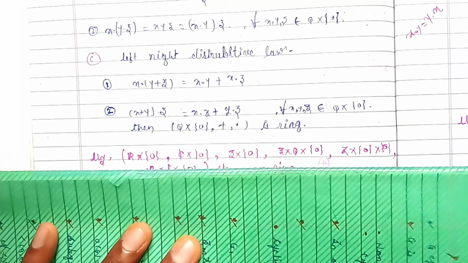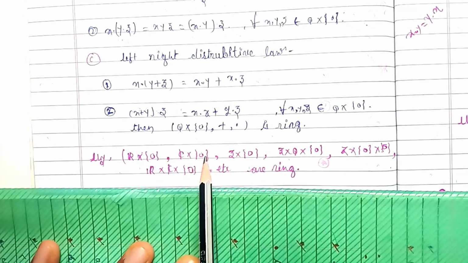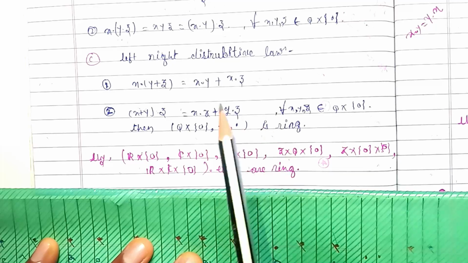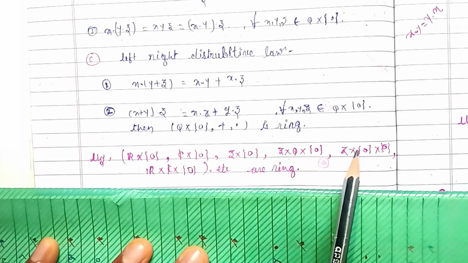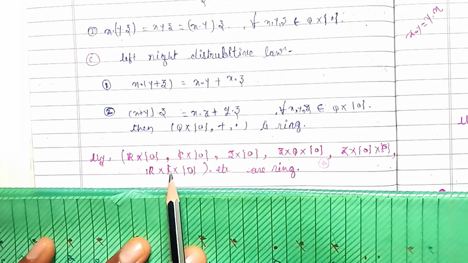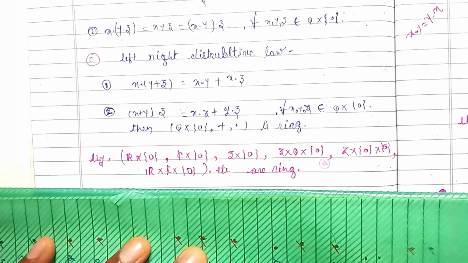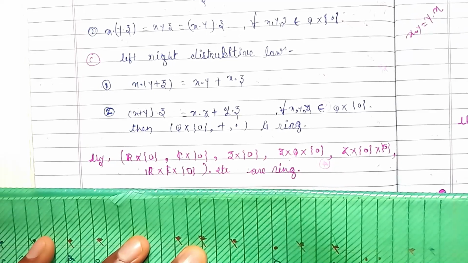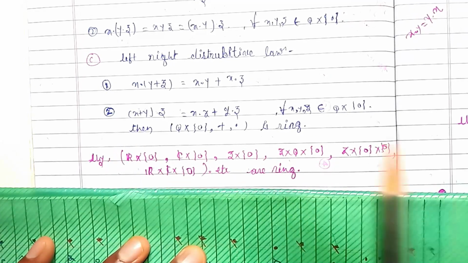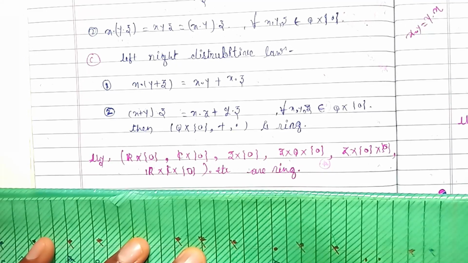Now similarly you may try for R cross singleton 0, complex cross singleton 0, Z cross singleton 0, Z cross Q cross singleton 0, Z cross 0 cross singleton 0, and at the end R cross complex cross singleton 0 under addition and multiplication. They satisfy the properties of a ring. This is for your homework. It is quite easy. Take a counterexample, and prove that the properties of a group hold and our given example satisfies all the properties of a ring.